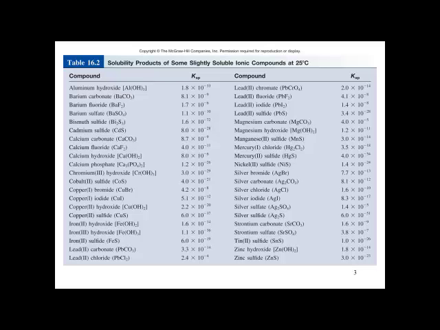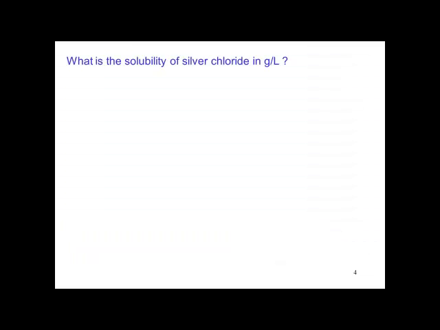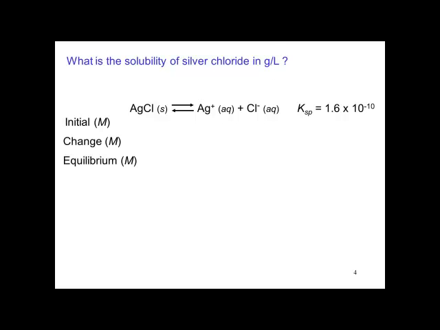This is a table of solubility product constants for some slightly soluble ionic compounds. Again, notice that the numbers are very, very small. What's the solubility of silver chloride in grams per liter? The equilibrium is silver chloride in equilibrium with silver ion and chloride ion. Ksp is given as 1.6 times 10 to the minus 10th.